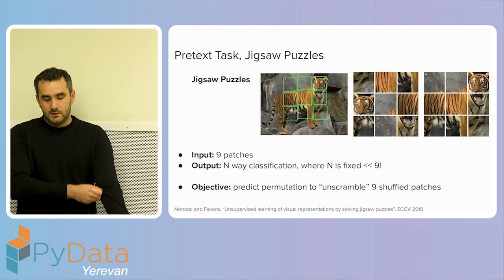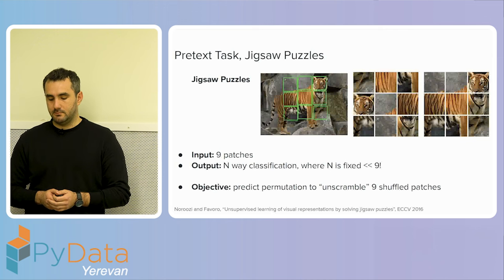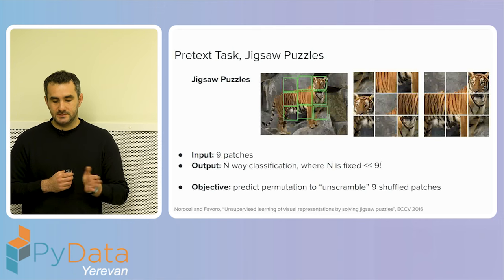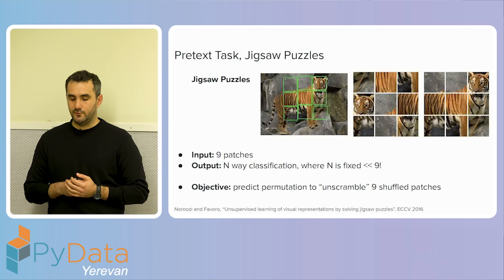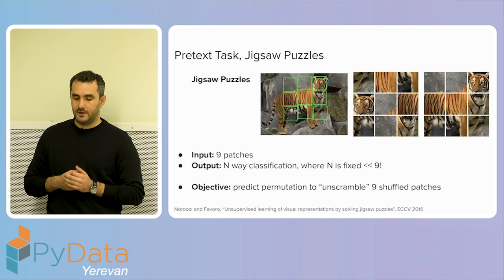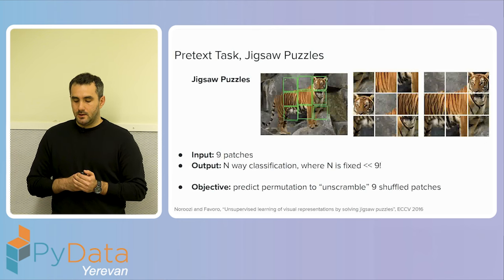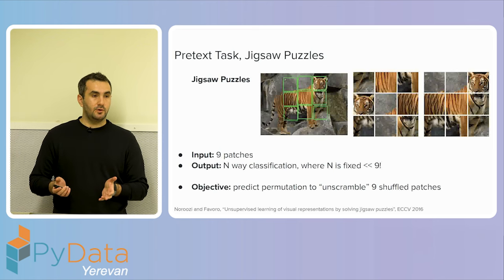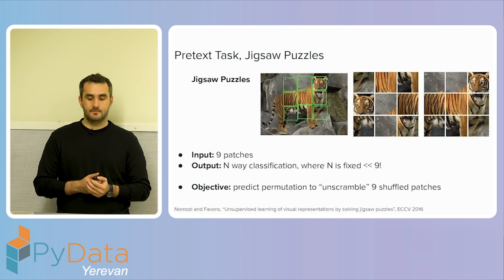Again, this is a harder problem because the previous one was an 8-way classification problem, but here, if we have 9 patches, it can be up to 9 factorial possible permutations. So we can fix n, which is much smaller than 9 factorial, and only allow some fixed amount of permutations. In this case, the network would take these 9 patches as input and return one of the n possible permutations. Again, this is not a task that we care about. All we care about is learning meaningful representations that we can later use.